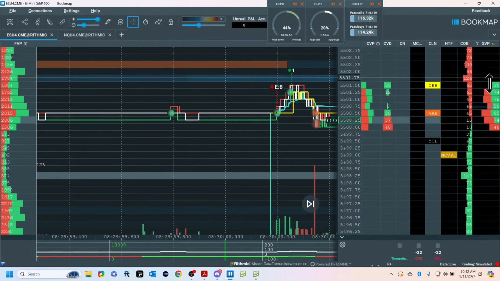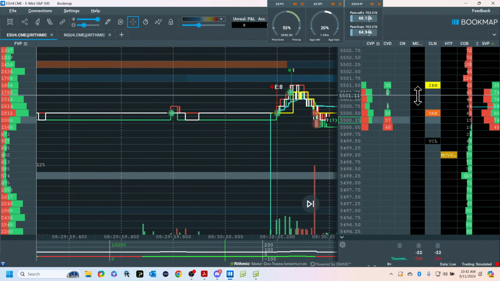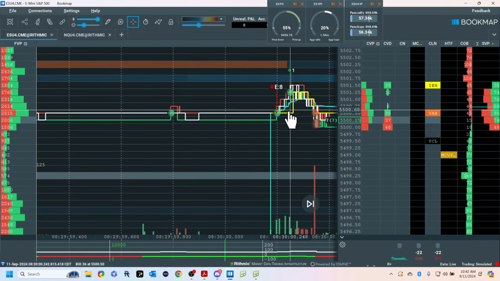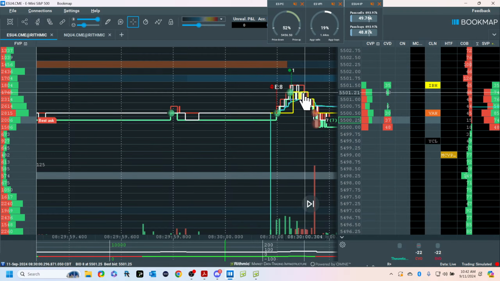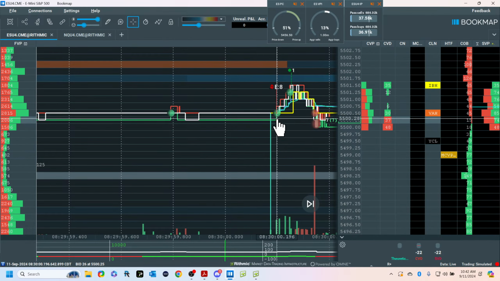This is going to be the session volume point of control, session volume profiling. It's going to show us all the volume as it comes in during the day. The yellow line represents highest volume in this moment, in this fractal. It starts at 0 at RTH open. So it's like it starts counting.